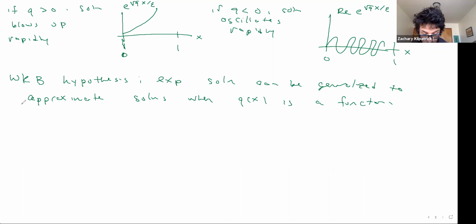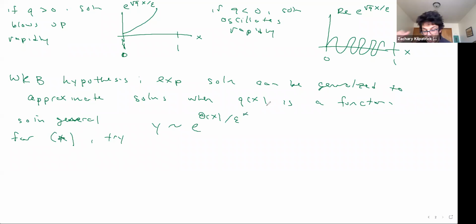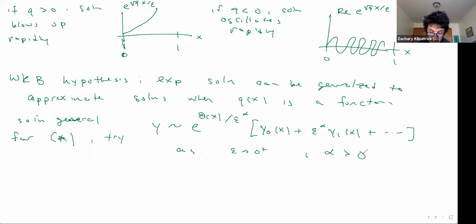So the idea then is that in general, for our differential equation, we're going to try y is asymptotically approximated by e to the theta of x over epsilon to the alpha, to allow us a little bit more flexibility in that solution, multiplied by y0 of x plus epsilon to the alpha y1 of x, and so on and so on, as epsilon gets small and alpha is greater than 0.